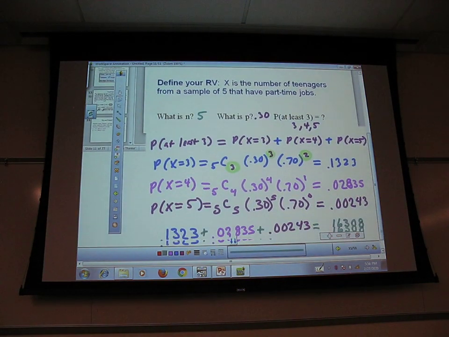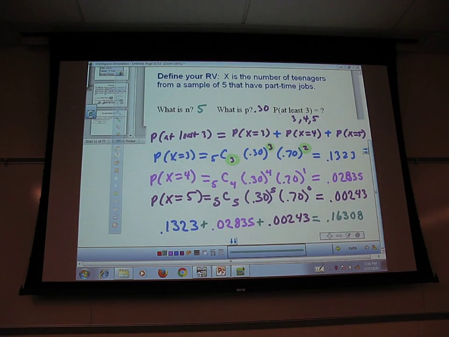Basically, just change the numbers that you circled in green for the first one. If x is 4, then it's 5C4 times your little p to the 4th power, and then 0.7 cubed, to the n minus x. And after I plugged it all into the calculator, that's where I got 0.02835. And then for x equals 5, the same thing, just change all the numbers in green again.